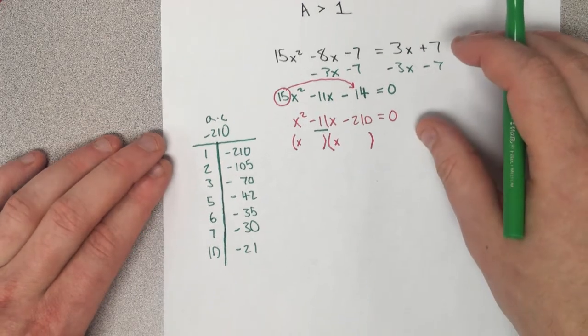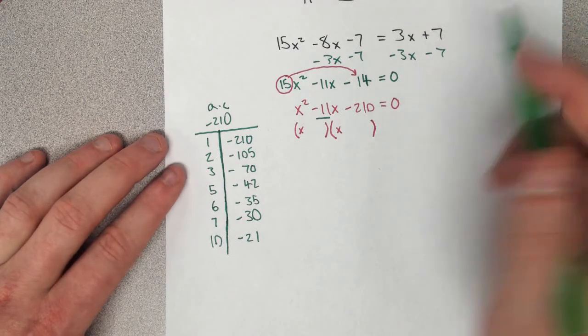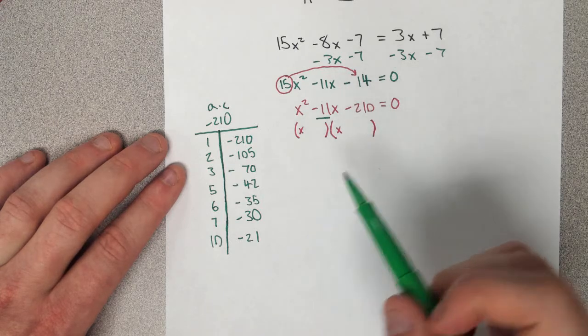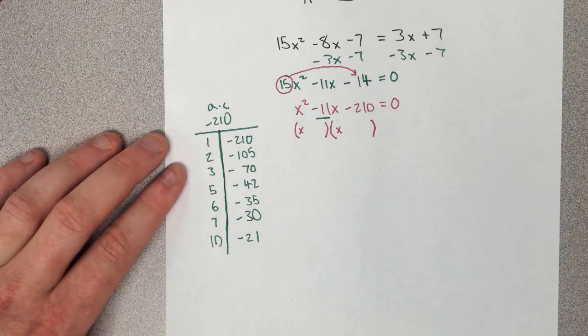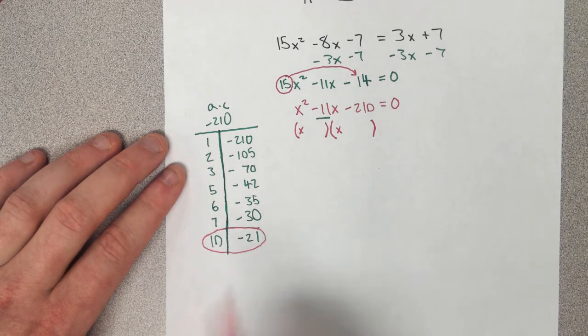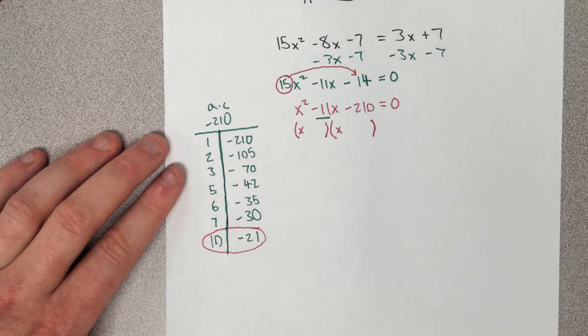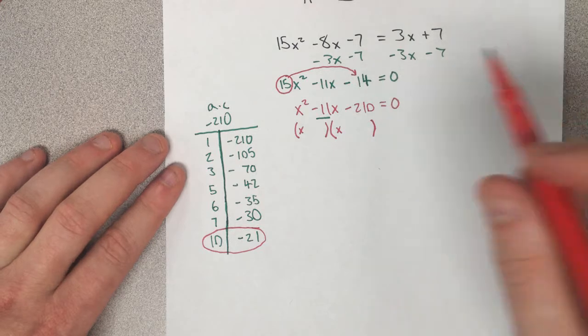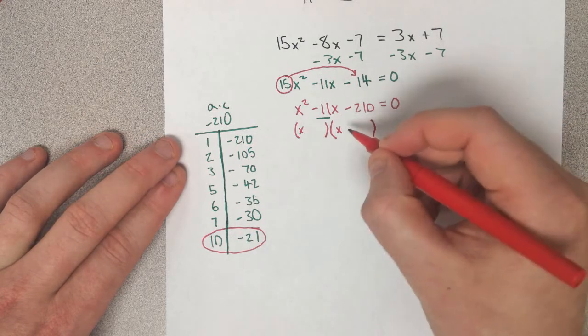We could keep going and start listing factors. We know that 15 and negative 14 are also ones, but we don't need to because we've already run across the pair of factors that I need. 10 and negative 21 are the two factors that multiply together to give me negative 210 and add together to give me negative 11. So those are the factors that I need in here.